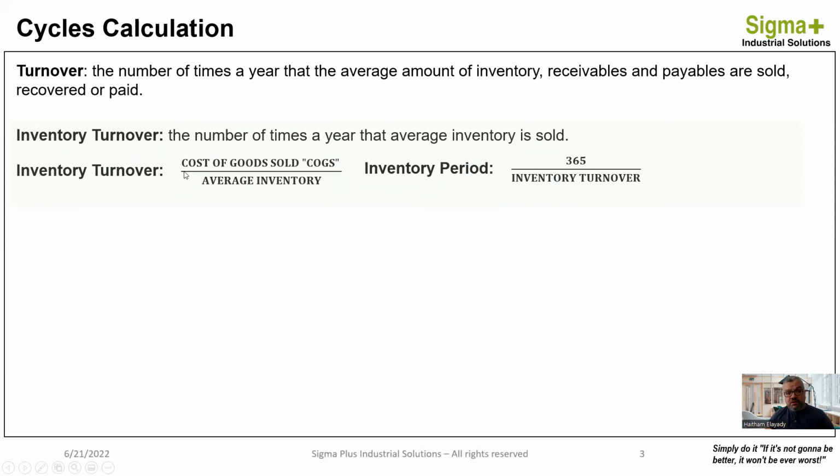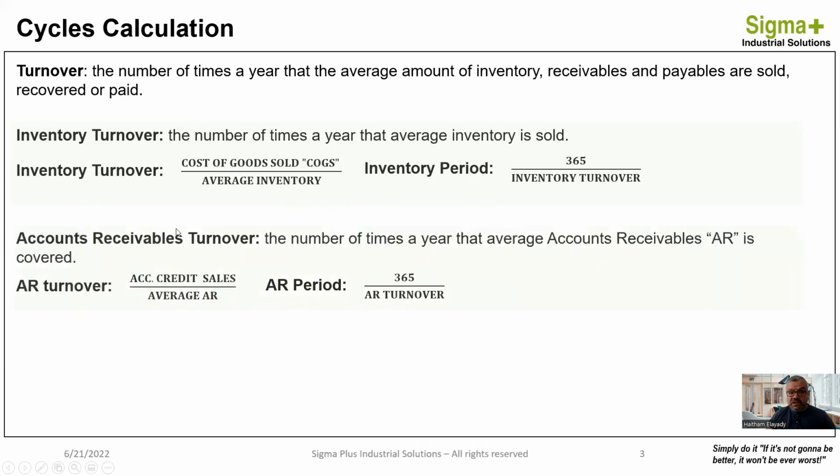The inventory turnover can be calculated through the shown formula by dividing the cost of the goods sold, the COGS, by the average inventory. And the inventory period can be calculated by dividing the 365 days of the year by the inventory turnover.